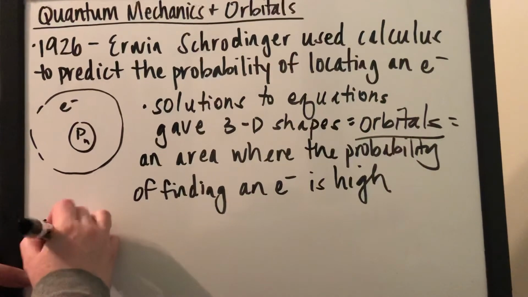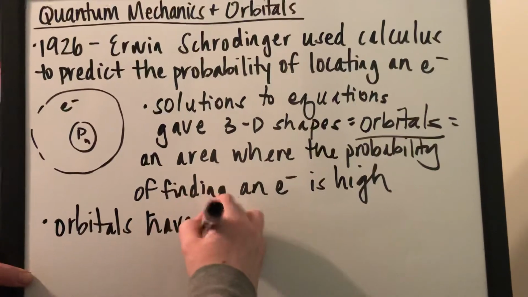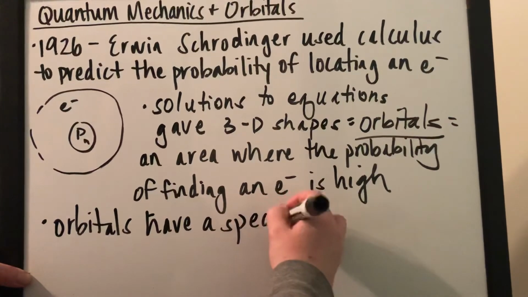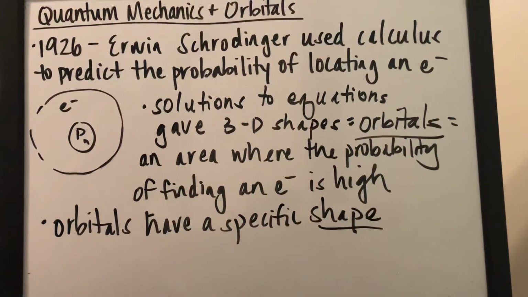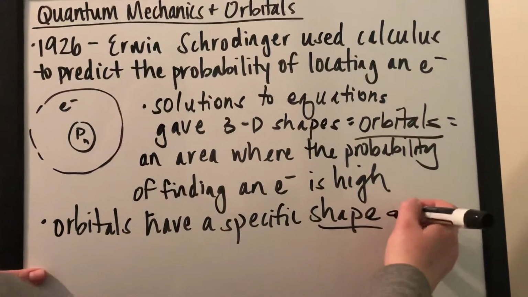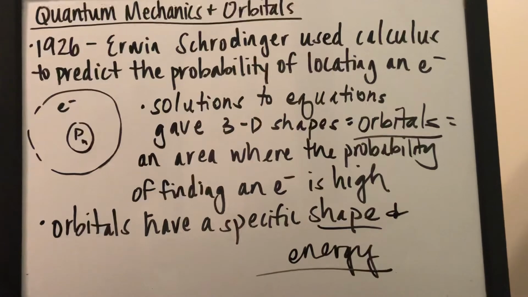Orbitals have some specific characteristics in that they have a specific shape, which we're going to talk about in just a minute. There are actually 4 types of orbitals. They have different shapes, and they have a specific energy, a value that goes with that orbital. So these three-dimensional regions of space are called orbitals. They hold electrons, and they have specific shapes and specific energy values.